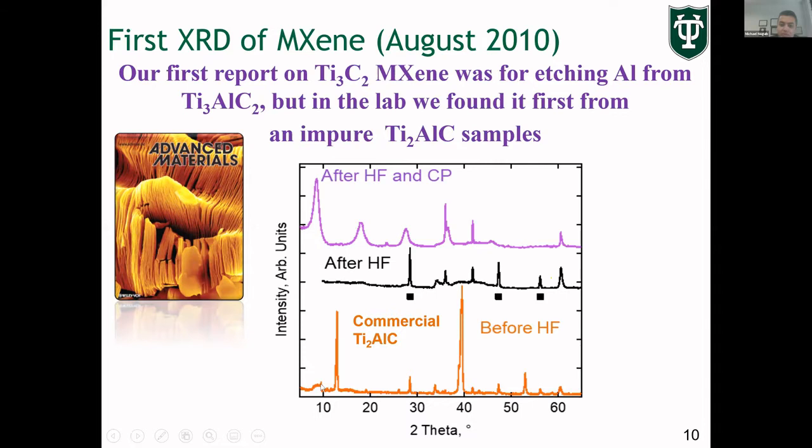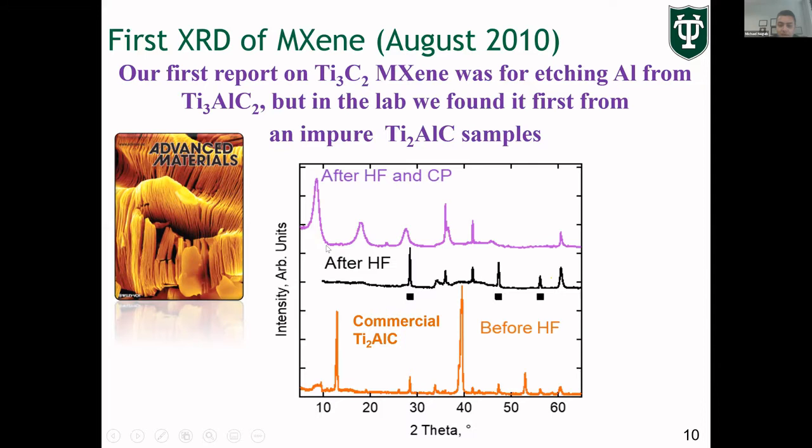You see the peak just below 10 degrees in the orange X-ray diffraction. This is the 002 of titanium 3 aluminum carbon 2. It's about 10% of the titanium 2 aluminum carbon. So what happens is the titanium 2 aluminum carbon got completely dissolved, and only the titanium 3 aluminum carbon 2 that was impurity in that sample got etched, and we got the first ever titanium 3C2.